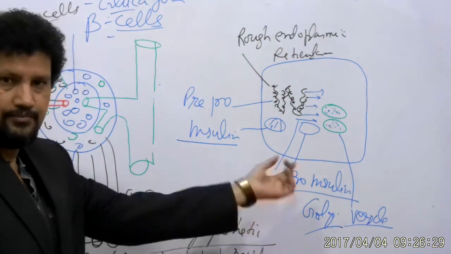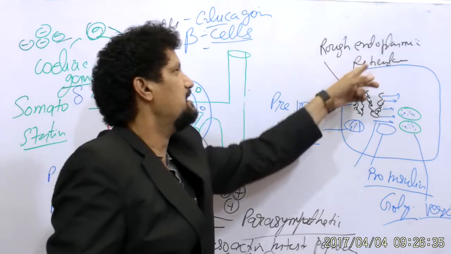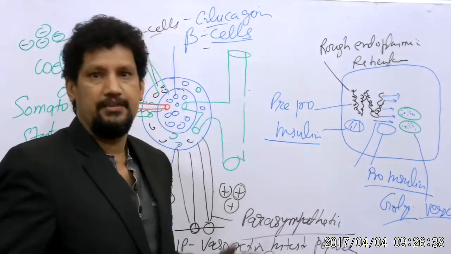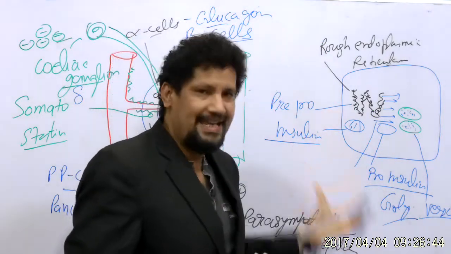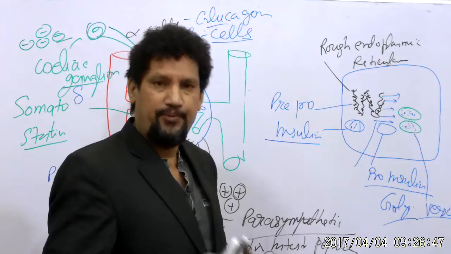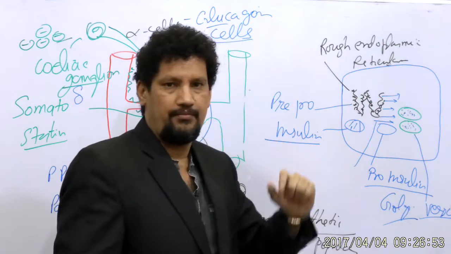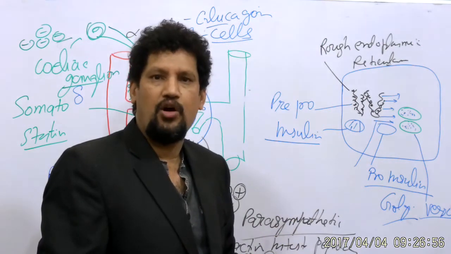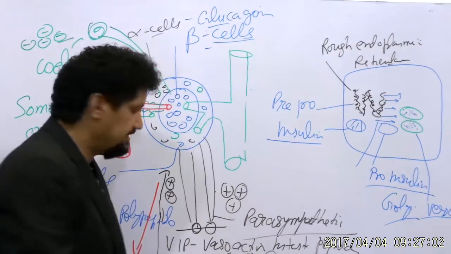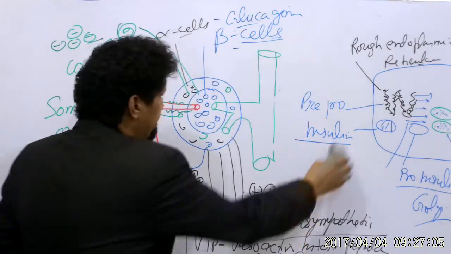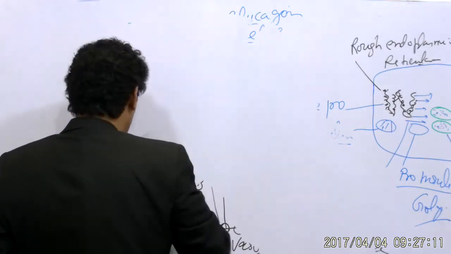Listen again. The insulin is formed in the form of proinsulin in the rough endoplasmic reticulum. After formation, the proinsulin is migrating towards the Golgi apparatus to be packaged by the Golgi vesicles. Before packaging, it is converted into proinsulin. This proinsulin is a combination of C peptide and the insulin.